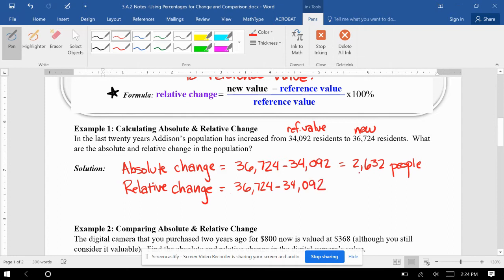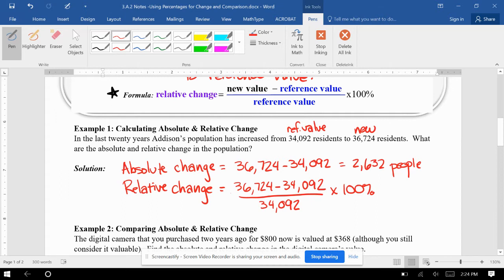And if you'd prefer, you could just take the 2,632 and put it on the top because it is the same number. Now we're going to divide it by the original number or the reference value. So we're going to say divided by 34,092. And then once we get that number, we're going to multiply it by 100% to make it a percent, like we talked about the other day. And that's going to be our change.